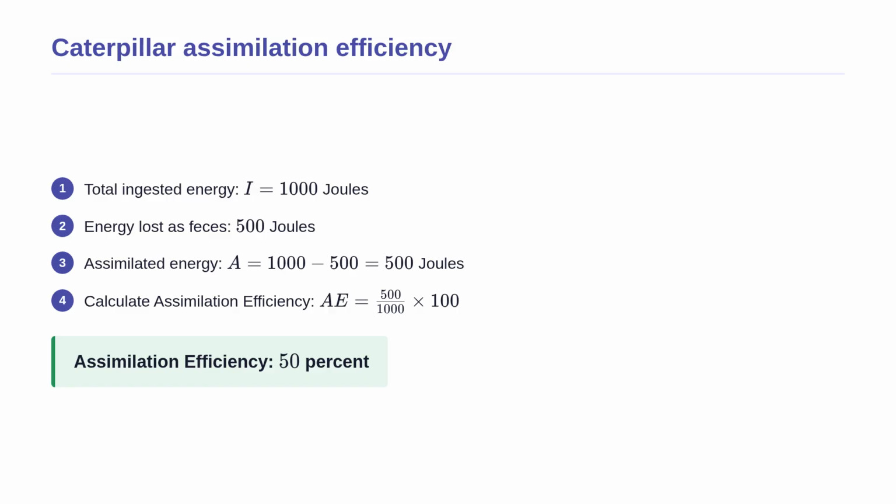First, we identify the ingested energy, I, as 1,000 joules. Next, we calculate the assimilated energy, A, by subtracting the 500 joules of waste from the ingested energy, leaving us with 500 joules successfully absorbed. Finally, we divide the assimilated energy by the ingested energy and multiply by 100. The final answer is 50%. Physically, this means the caterpillar extracts exactly half of the raw energy from the leaves it eats.